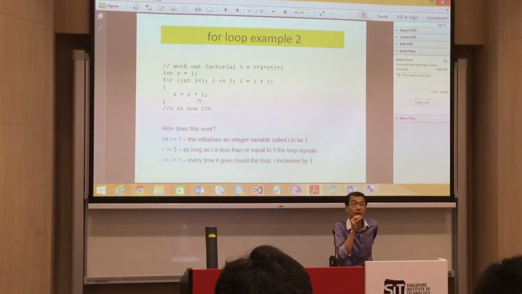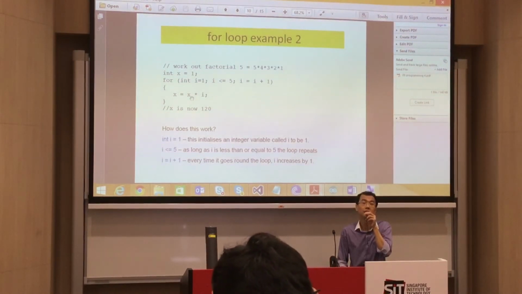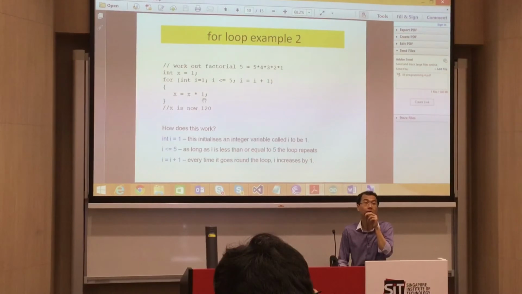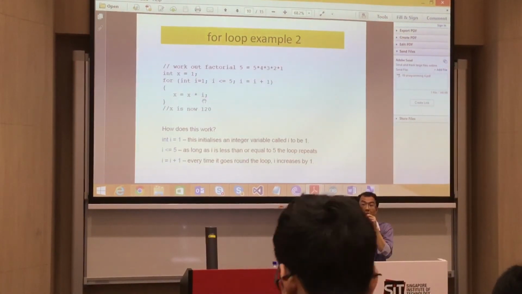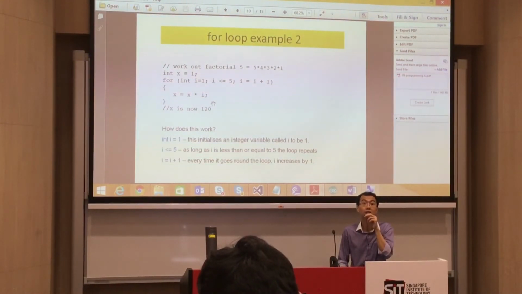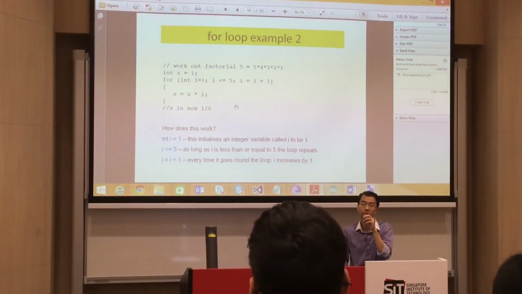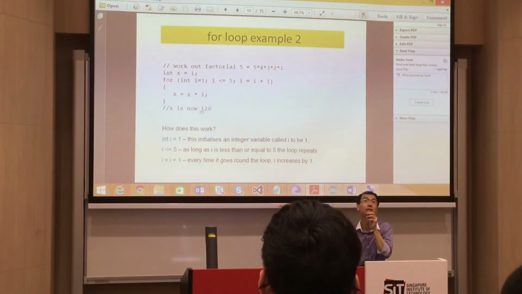So what it means is, in the first step, your i equals 1, x equals 1, so 1 times 1 is 1. Then your i changes to 2, then you do 1 times 2, so now your x equals 2. The next step, i becomes 3, it's 2 times 3. So what is the result of this one? Basically, it's the factorial of 5: 1 times 2 times 3 times 4 times 5. Think about it. So this is actually the factorial of 5.